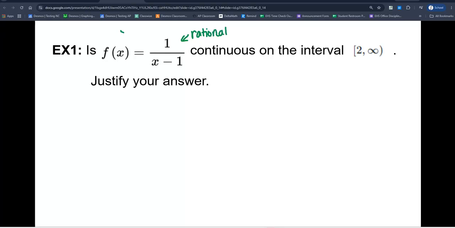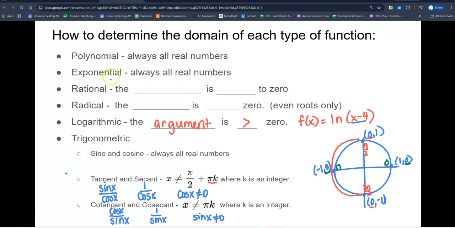Okay. And on that slide that we just looked at, for rational, it said the denominator is, I put equal, but I really should have said not equal, shouldn't I? Like, if we're telling the domain, I should have said not equal. Squeeze in a not.